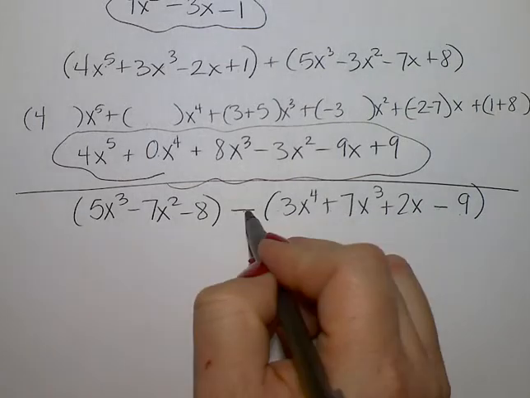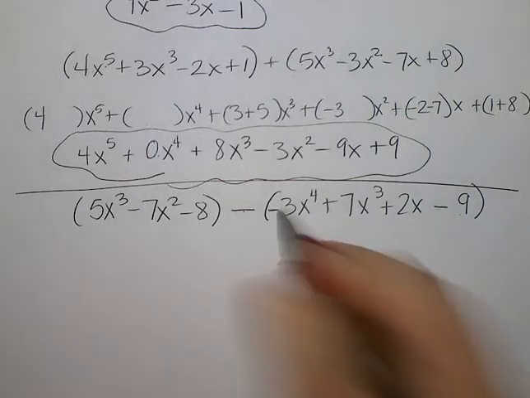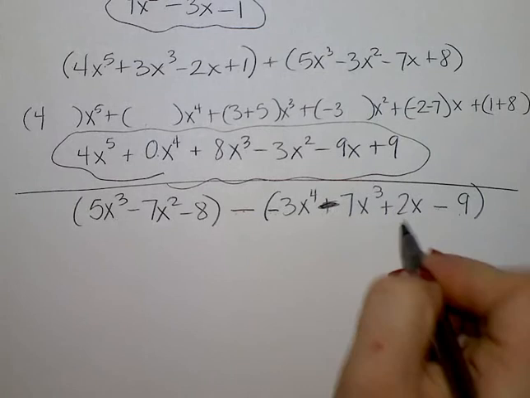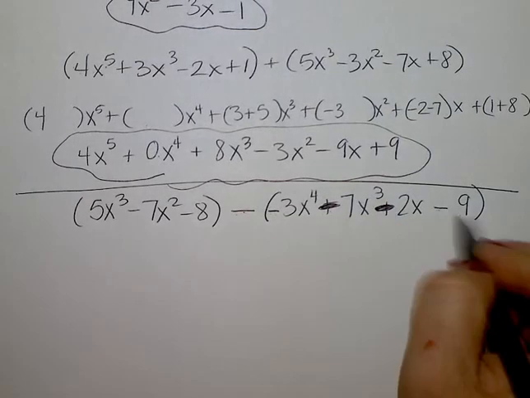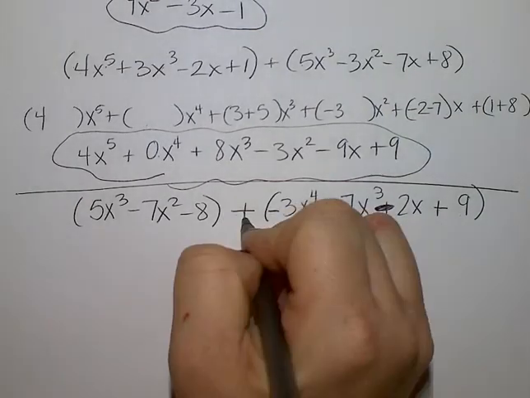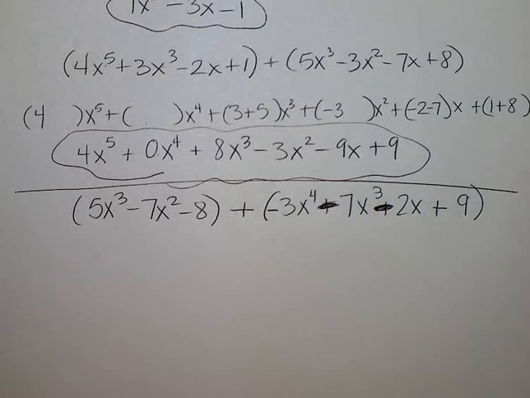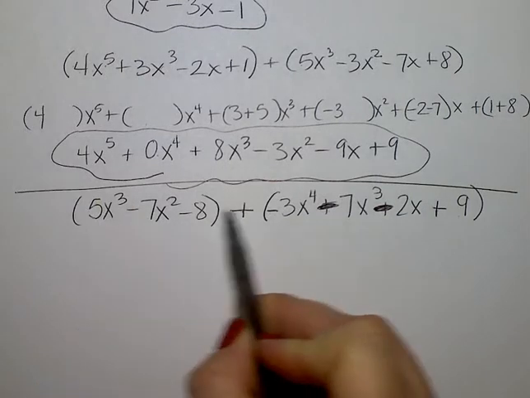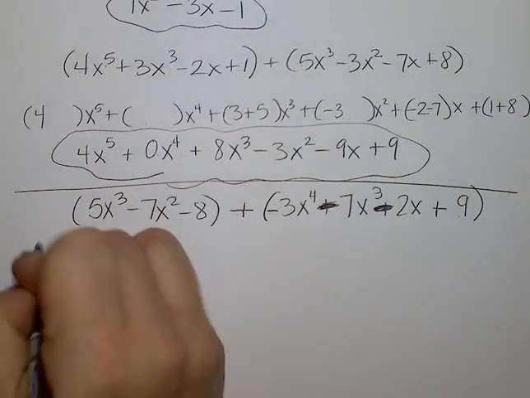I distribute. This becomes negative, negative, negative, and positive. And then I switch it to a plus sign. Okay, let's identify the degree of this polynomial. And that means, what's the highest exponent on a variable? It is a 4.